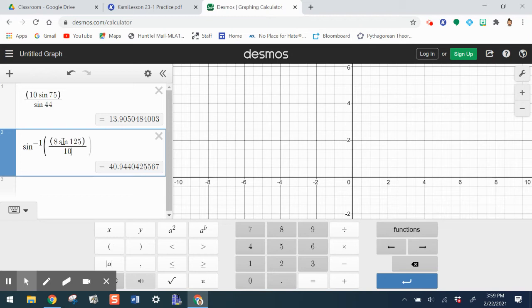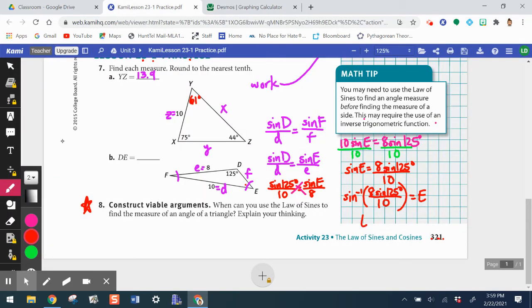And I get 40.9. We'll keep it 40.9 for the sake of the degrees, even though we are rounding here. So we just found angle E to be 40.9 degrees. Now, we really weren't designed to find the measure of angle E. We were simply finding the measure of angle E because we had its opposite side.